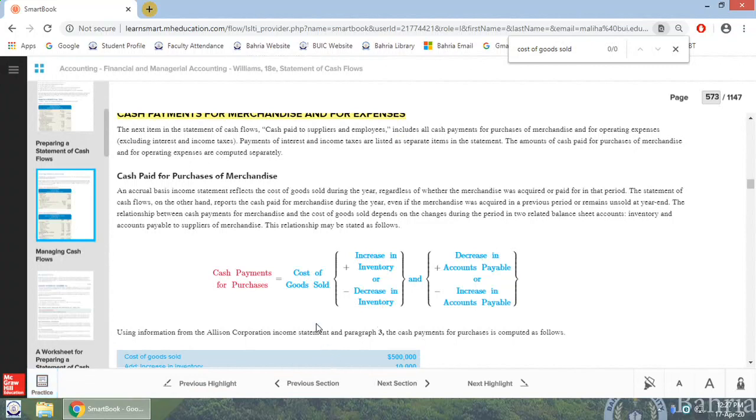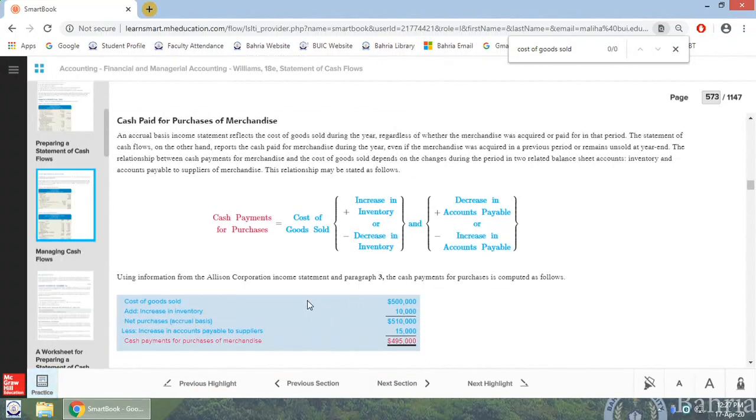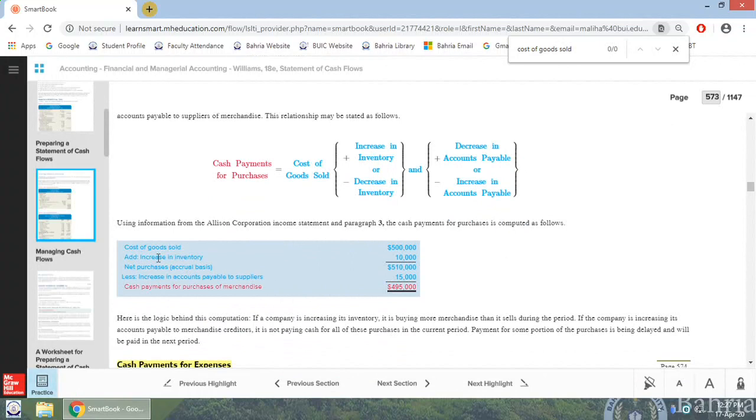And then again, this is simple, but you have to just keep it in mind. Cost of goods sold, and then you have increase in inventory will be added. And net purchases, which is accrual basis, would be reported as a net off. If it's a decrease in inventory, obviously, then that means that it will be subtracted from this, and then that will be a separate figure. Increase in payables to suppliers. Now, either I told you you can use the bracket here, or you can just simply use the mention less. It's one and the same thing.